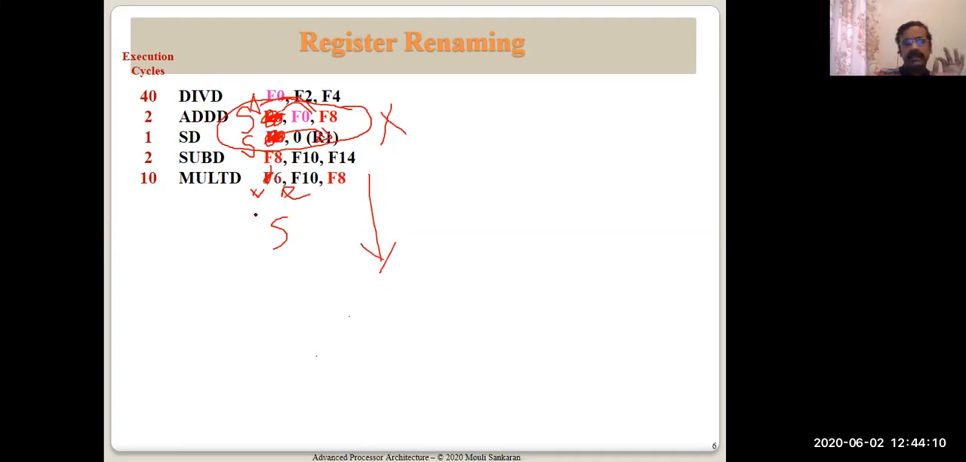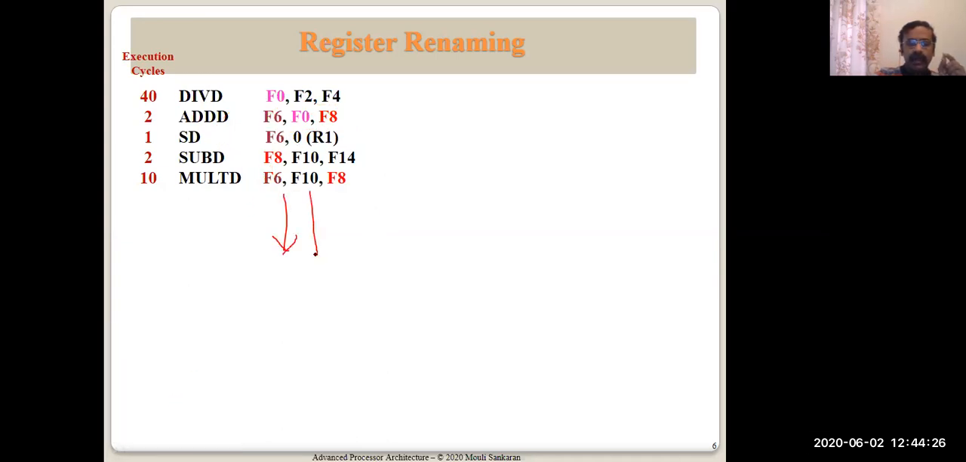I'm not replacing this S, using F6, or I may use something else. We'll right now assume that we are using F6 here, and it will proceed further. Why is it important that I proceed further with F6? Because this value may be used below. Even if I am using F8 into T, here also I am replacing it with a T. If there are other instructions which are using F8, I have to go down and change this also to T. Otherwise, I will have a wrong value. That you have to take care of.